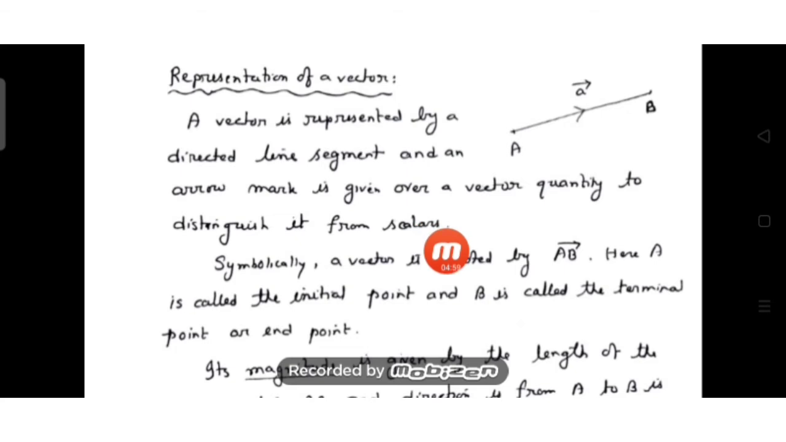So you have to know that a vector is represented by a directed line segment. It's very important. You have to give an arrow mark over a line to represent a vector, and it will be distinguished from the scalars. For example, if I consider this line, say A is a point and B is a point. I'm giving an arrow here from A. This arrow mark is in this direction from A to B. So this is a vector, okay, because it has an arrow mark.